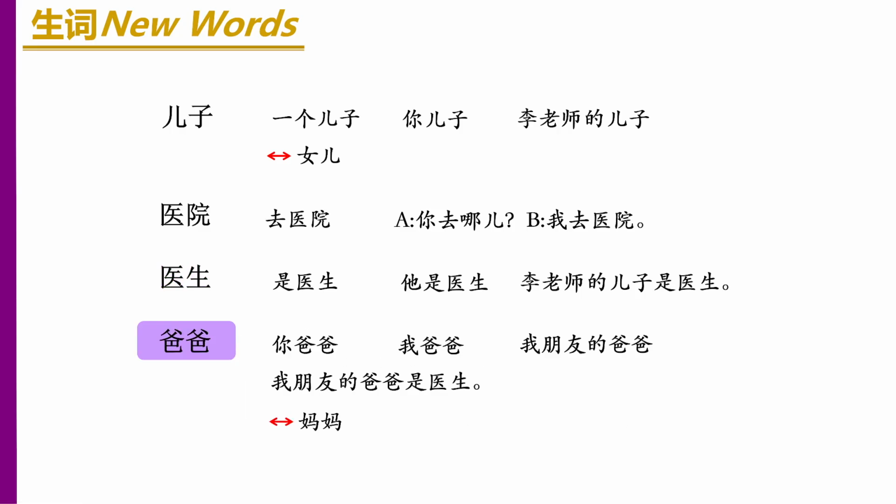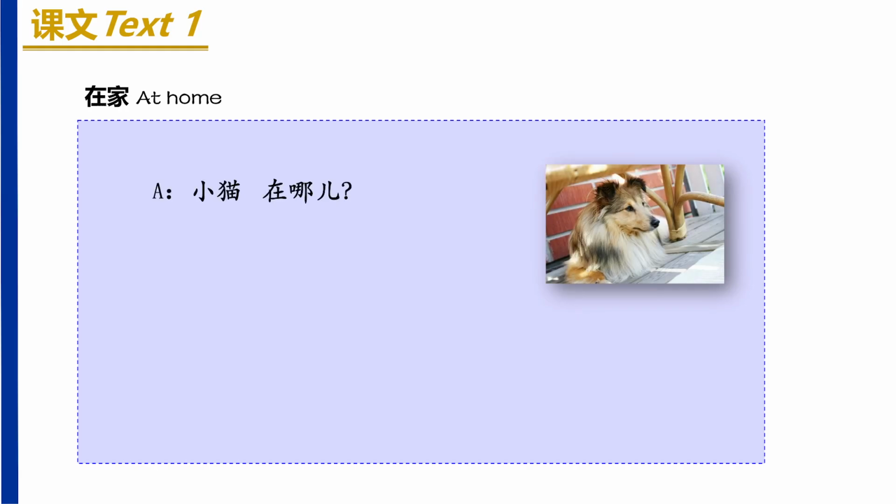So mama, same thing. All right, now let me see. What can I ask you? So if I want to say, where's the cat, the kitty? 小猫在哪儿? Remember, we use 在 be somewhere. That's very important. 小猫在哪儿? So the kitty is over there. 小猫在那儿。 So where is the puppy?